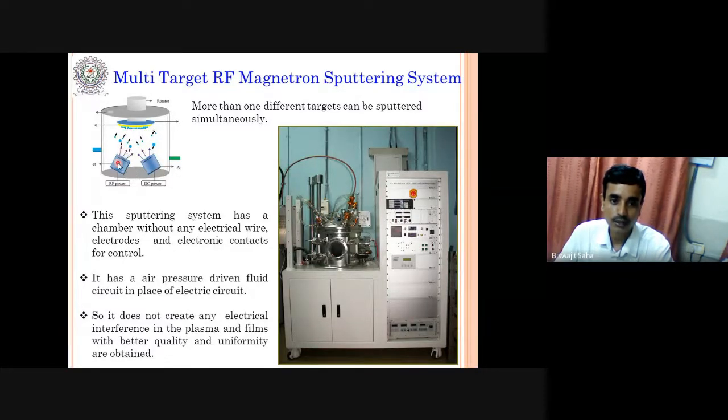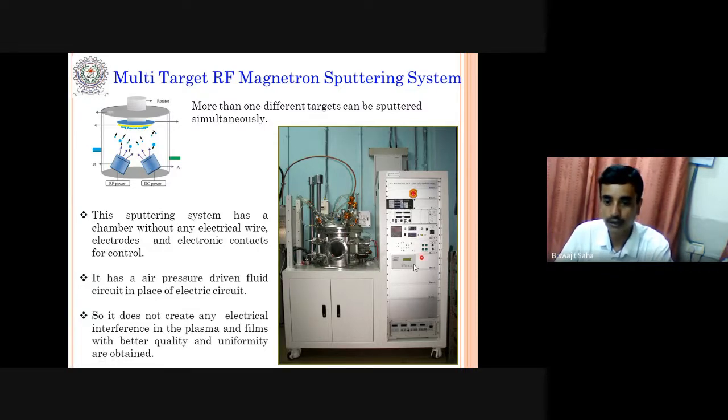When the collisions are made, then zinc oxide and manganese oxide molecules are simultaneously ejected and deposited over the substrate. This is basically an inverted picture. The substrate is kept above and the targets are below. This kind of RF systems are also available, so that simultaneously we can deposit different molecules and different elements over the same substrate by the sputtering process. In that case, we have to use different targets together. These are called multi-target RF magnetron sputtering. This is a multi-target sputtering system.